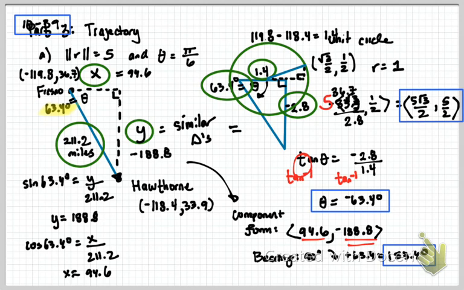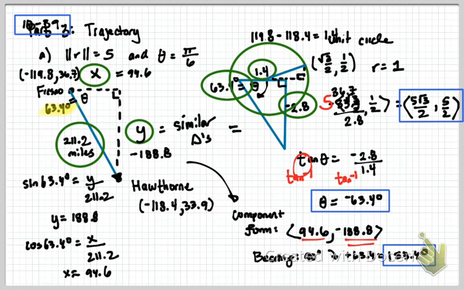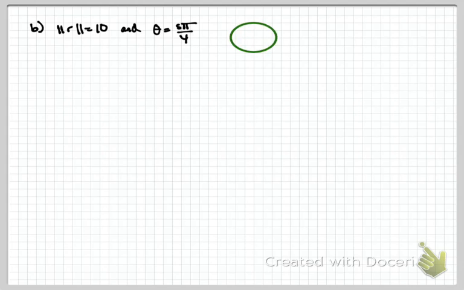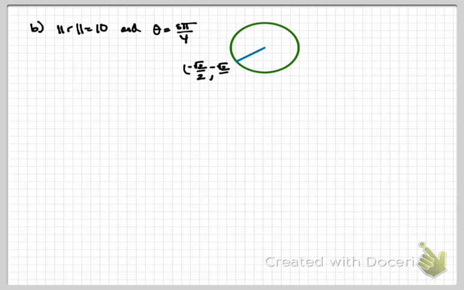So, we want to go back to this slide. So question B, sorry about that, looks like this. You have a magnitude of 10 for our radius, and we are at theta equal to 5 pi over 4. Let's draw our circle out. 5 pi over 4 would be right around here. It's important to know the coordinates there. Negative rad 2 over 2, negative rad 2 over 2.